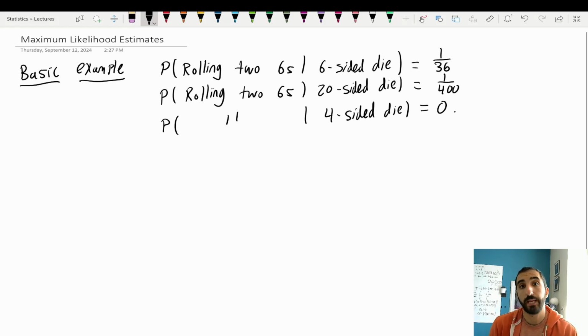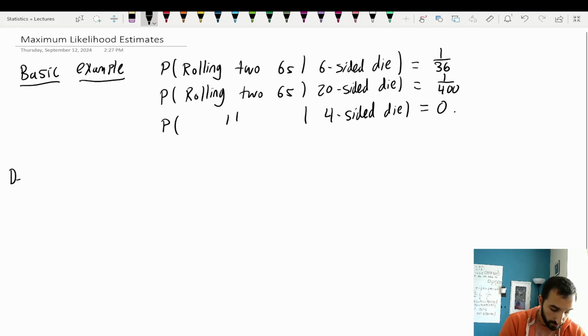So now suppose somebody came to you and said, hey, I just rolled two sixes on a die. Do you know what die I was holding? Well, of course, you can't be completely sure, but there is a best possible guess, and it turns out that that is a six-sided die. So let's get into formalizing this now.